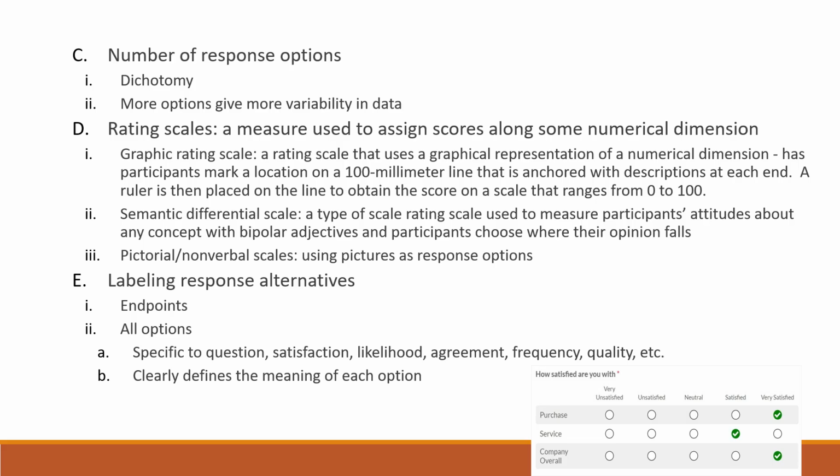labeled. And you would change what these labels are based on what you're measuring, whether that be satisfaction, likelihood, agreement, frequency, quality, anything of that nature. The benefit here is that there's a clear meaning of each option. We don't have to guess if a mid rating means neutral or unsatisfied.